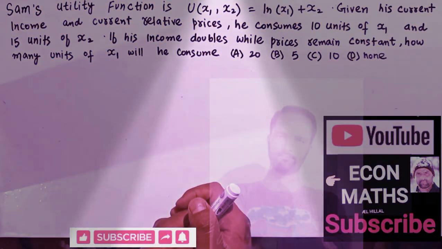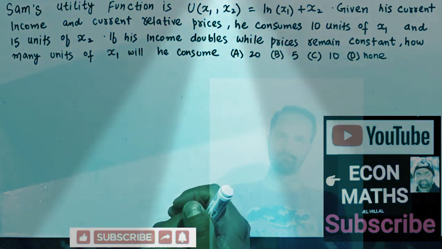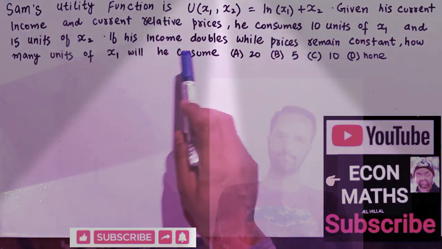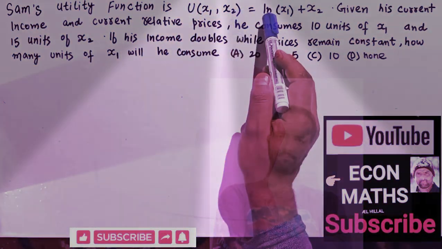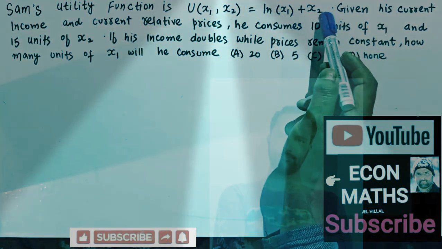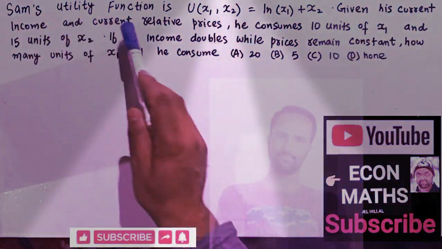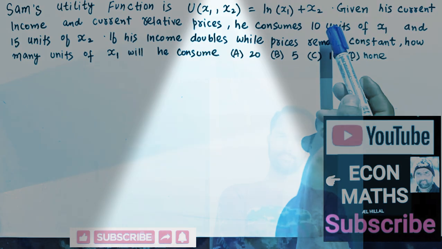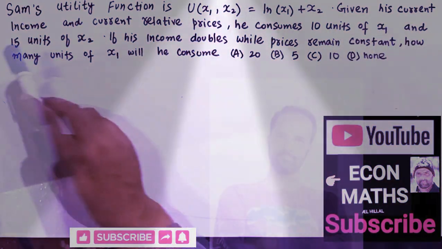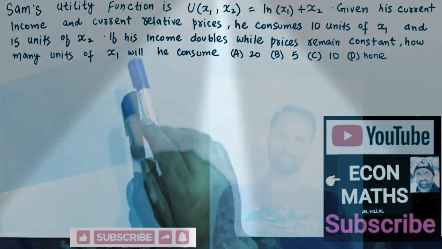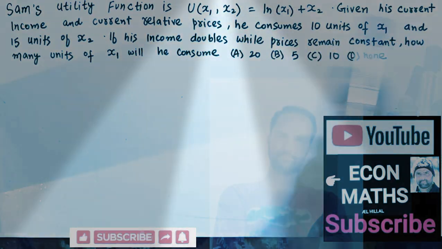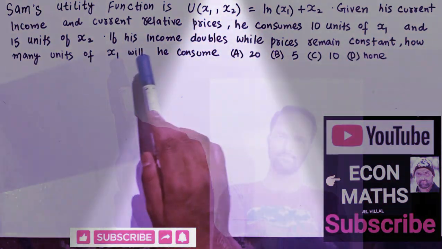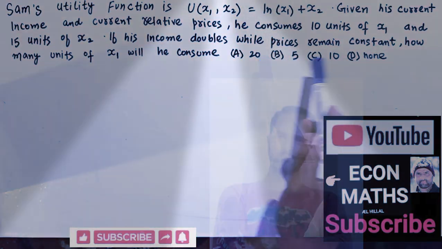In this video, we will solve a problem on utility function. The question is: a utility function is given, u(x1, x2) = ln x1 + x2. Given his current income and current relative prices, he consumes 10 units of good x1 and 15 units of good x2. If his income doubles while prices remain the same, how many units of x1 will he consume? The options are 25, 10, or none.